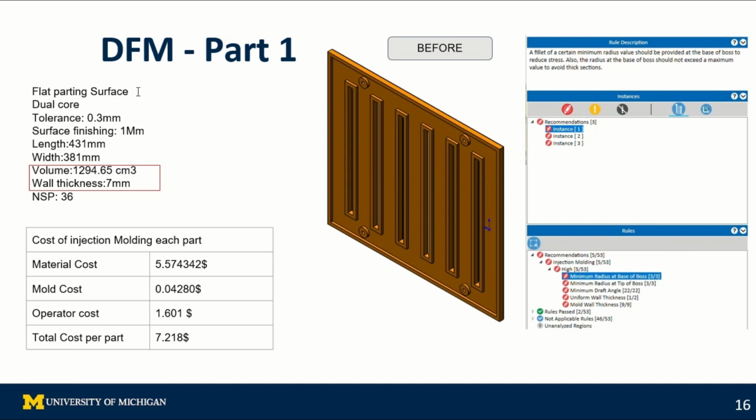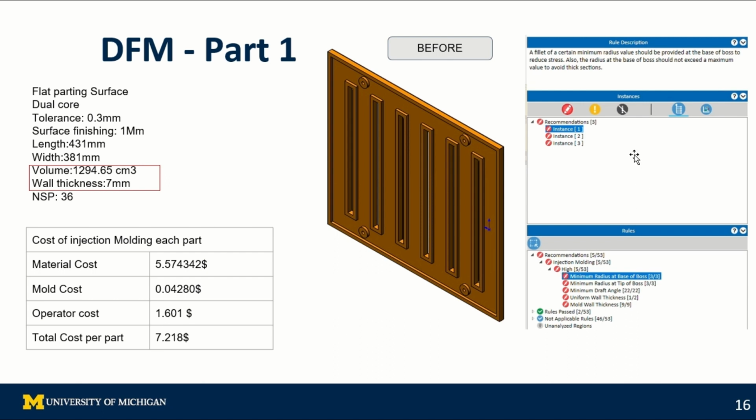We consider a flat parting surface, a dual core tooling, tolerance of 0.3, surface finish of 1 mil, the volume over 100 cubic centimeters, wall thickness of 7, and the NSP 37 surfaces. The material cost was $5.5, mold cost only $0.024 because of the volume, operator cost of $1.6 for a total of $7.2.